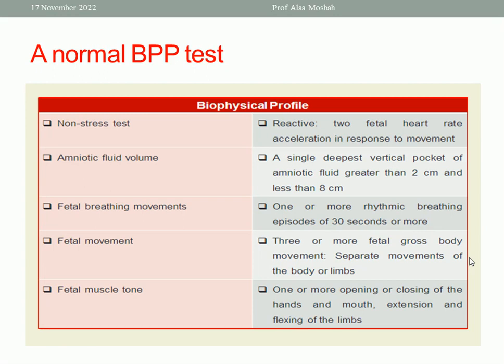If the result is 6, this is equivocal. If the result is 2 or 4, this is non-reassuring and we should expedite the birth. If the result is 0, this means the baby has asphyxia and an emergency cesarean section should be done.